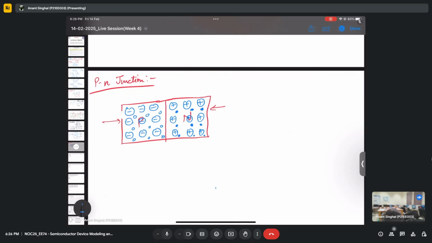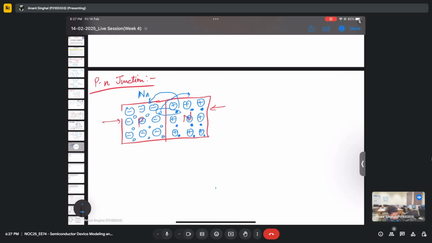Even if I don't apply any bias, what do you think will happen once we try to join these two things? Electrons and holes start to recombine near the junction. Exactly. The electrons will try to move towards the p type because they will get attracted towards the holes, and the holes will try to move towards the right side because they will get attracted towards the electrons. And there is a possibility, as she said, of some recombination. These two can recombine and make a neutral region. But let's say we are not thinking about recombination; the first thing that comes to our mind is that the electrons will move from right to left and the holes will move from left to right. Makes sense, right?